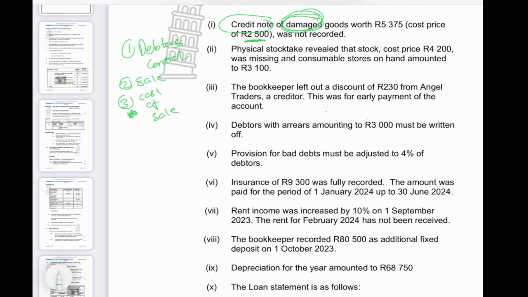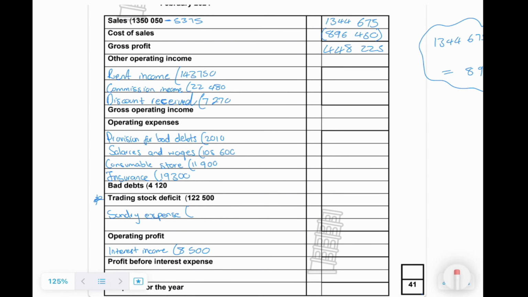So how do we now write it off? We are going to add it to our trading stock deficit. So we are going to go to our trading stock deficit and add this 2,500 to show that this is the stock that has been lost due to damage.